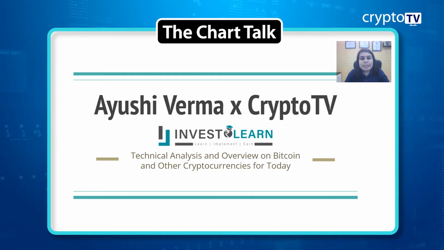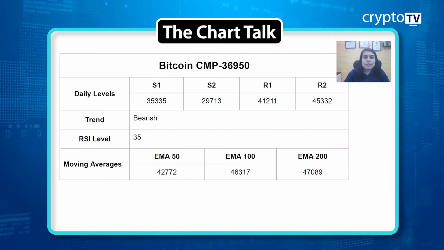During the analysis, I'll be using the daily chart, looking at a lot of things. We'll start with the trend, try to find out the support and resistance levels. We will also look at the RSI and moving averages levels too. So quickly, I'll be moving towards the levels of Bitcoin first.